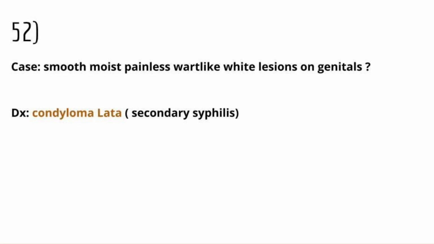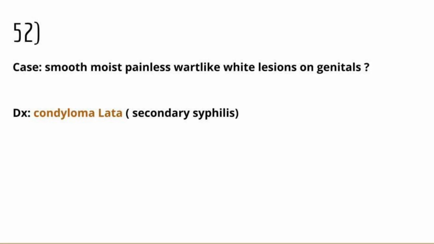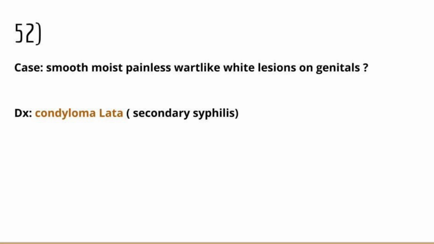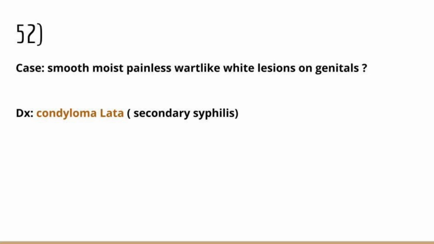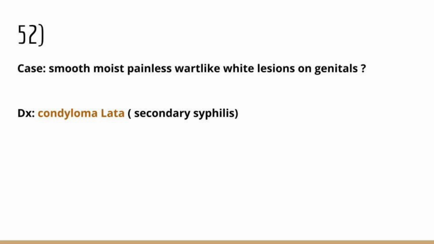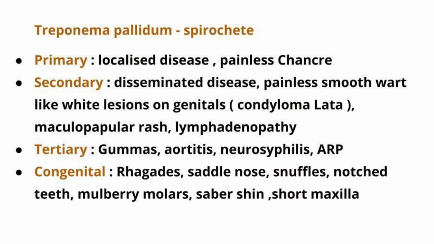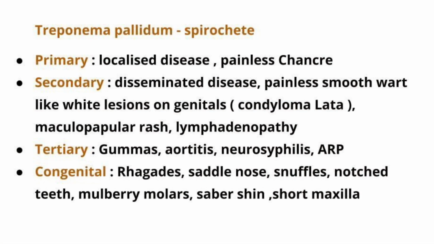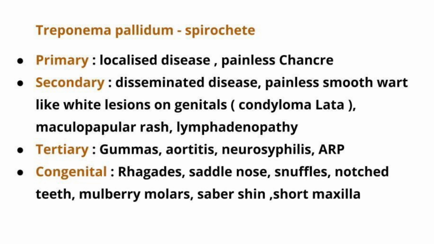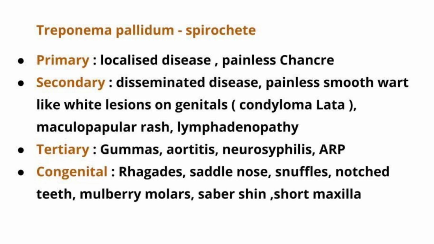52. The case presents with smooth, moist, painless, wart-like white lesions on the genitals. The diagnosis here would be condyloma lata, which is seen in secondary syphilis. Syphilis is caused by Treponema pallidum. It is a spirochete, that is, a spiral bacterium.